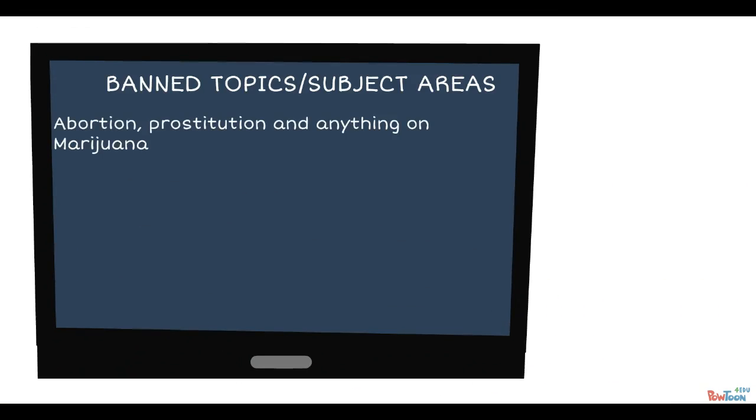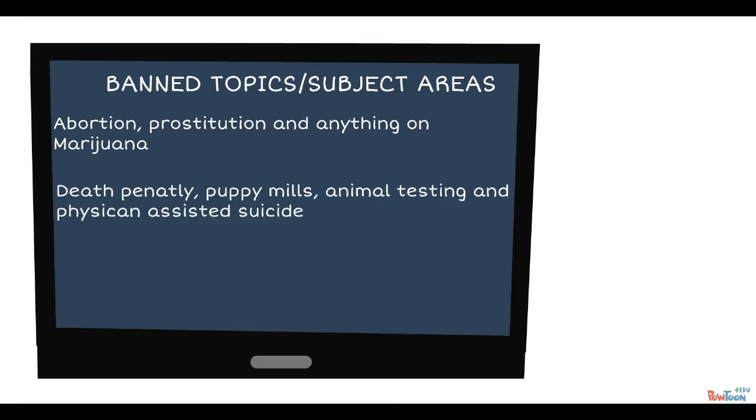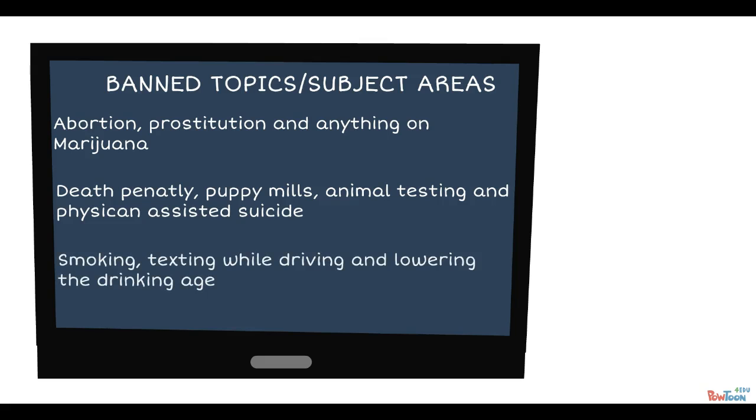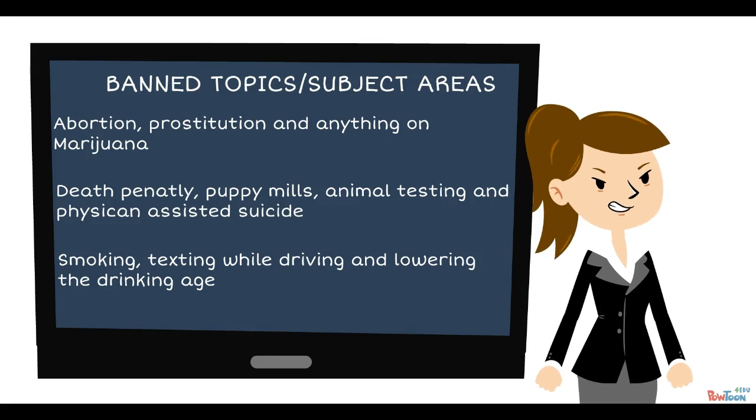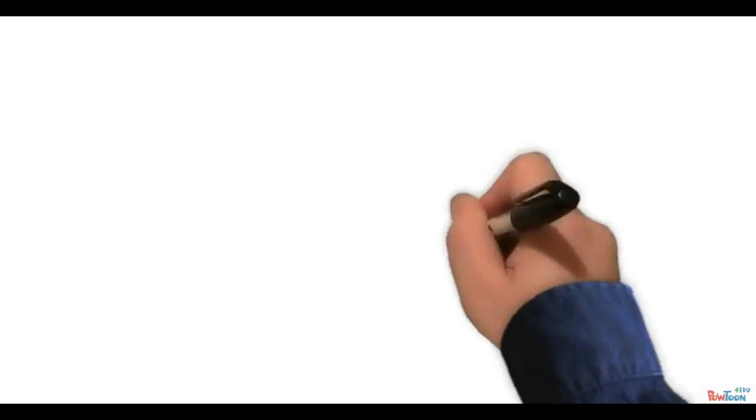Now, the last thing I need to talk about, banned topics: abortion, prostitution, and I'm sure you saw this coming, anything on marijuana, the death penalty, puppy mills, animal testing, physician-assisted suicide, smoking, texting while driving, and lowering the drinking age. If you bring up any of these topics, this will be my reaction, so don't bring them up.